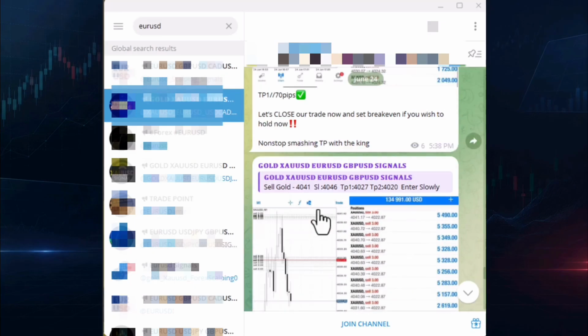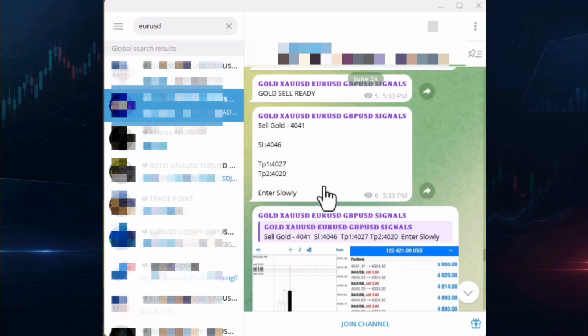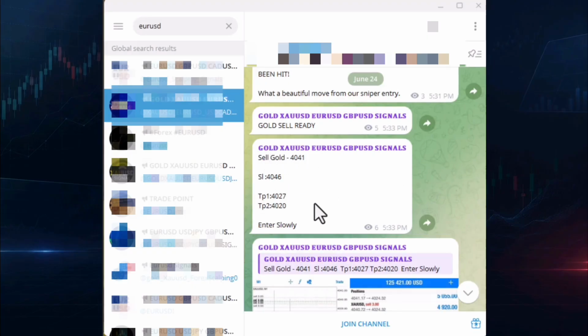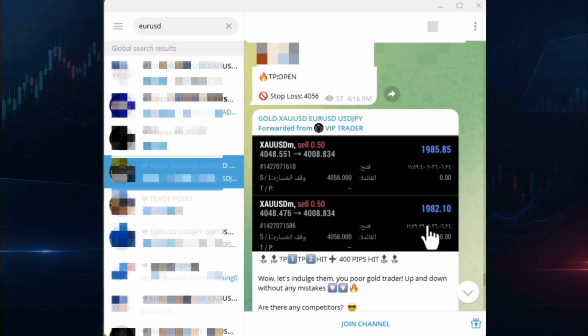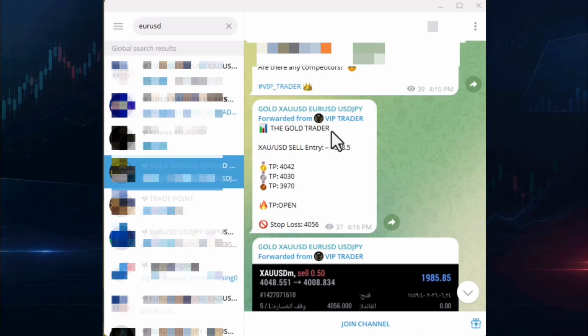Is a good signal just about writing numbers, or does it actually align with the real structure of the market? Let's check the signals together on the real chart to see if they're logical, if they're in the right direction of the trend, or if they're placed on support and resistance levels. Let's go test it on the real chart.